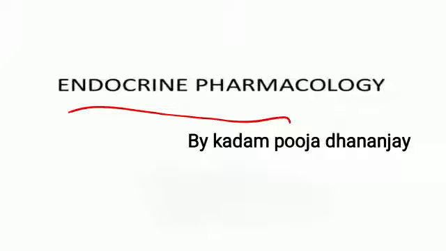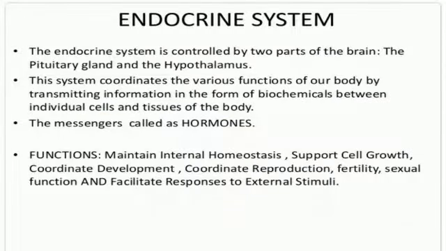I will discuss the topic of pharmacology, that is, the basic concepts in endocrine pharmacology. Let's see what the endocrine system is. The endocrine system is controlled by two parts of the brain, the pituitary gland and the hypothalamus. The pituitary gland is a small pea-sized gland that plays a major role in regulating vital body functions. That's why it is referred to as the master gland, because the pituitary gland controls the whole endocrine system.